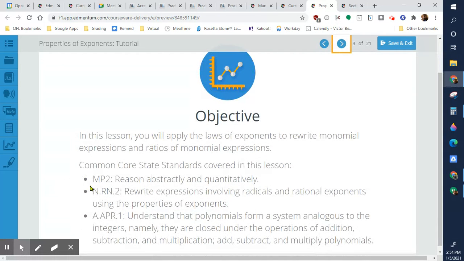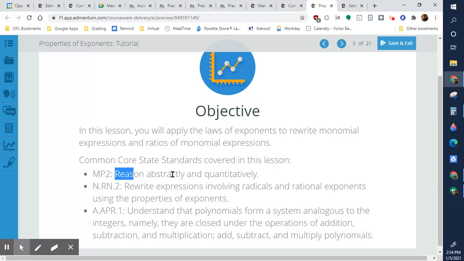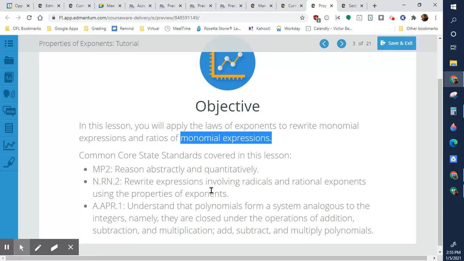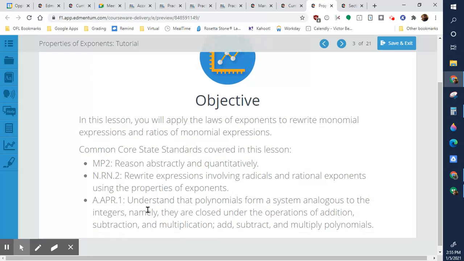So, for this video, our goal is to reason abstractly and quantitatively. We're going to be talking about exponents and how to write a monomial, meaning one term, mono meaning one term, expressions, and ratios. So ratios, we're talking about fractions. We're talking about fractions of one term expressions. And we're going to rewrite with radicals, rationals, and exponents.